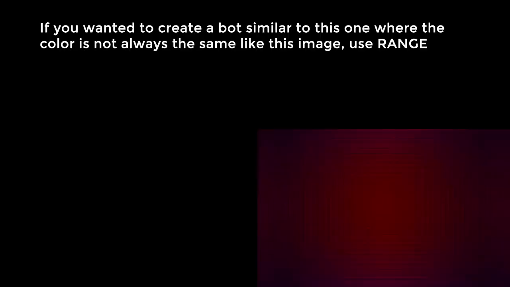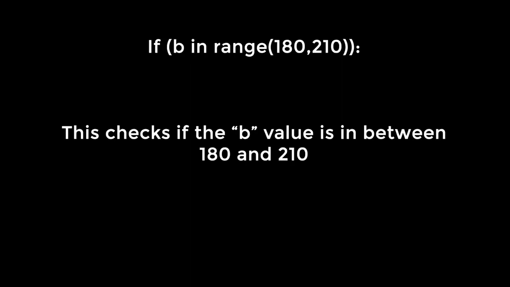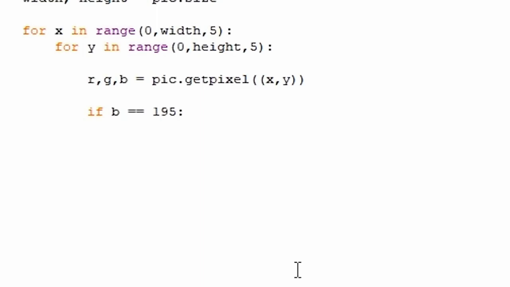But if you wanted to create a bot similar to this one, where the center is not always going to be the same color, then you can use range again. If you were to use range, the loop would look like this. If B in range 180 to 210. This will check if the blue value stored in B is between 180 and 210. In my case, checking for a range is unnecessary, so I will just stick with if B equal 195.